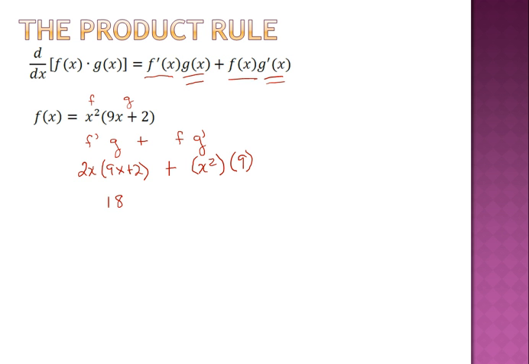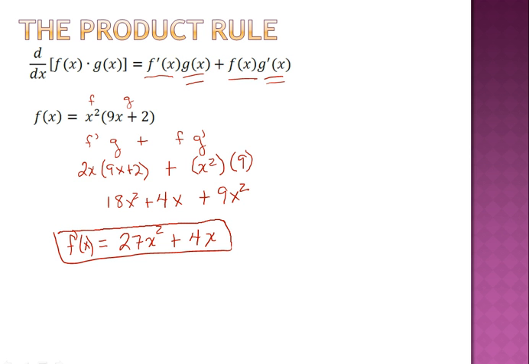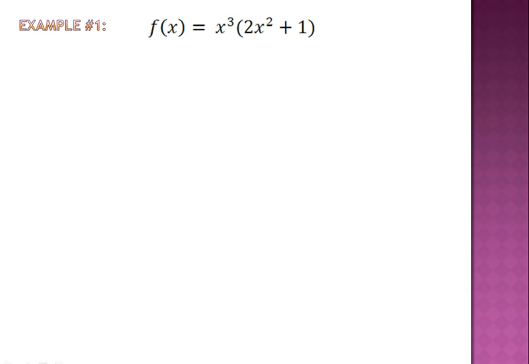Simplify, we get 18x squared plus 4x plus 9x squared. Combining like terms, 27x squared plus 4x, and give it the correct label, f prime of x. Easy stuff.